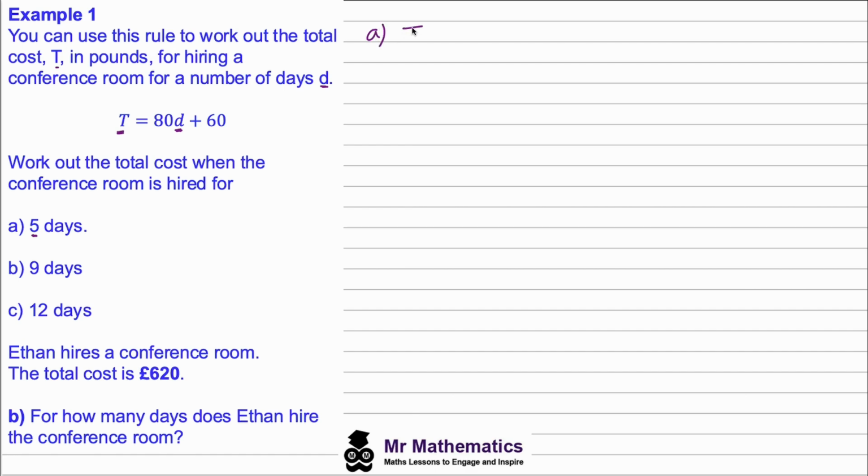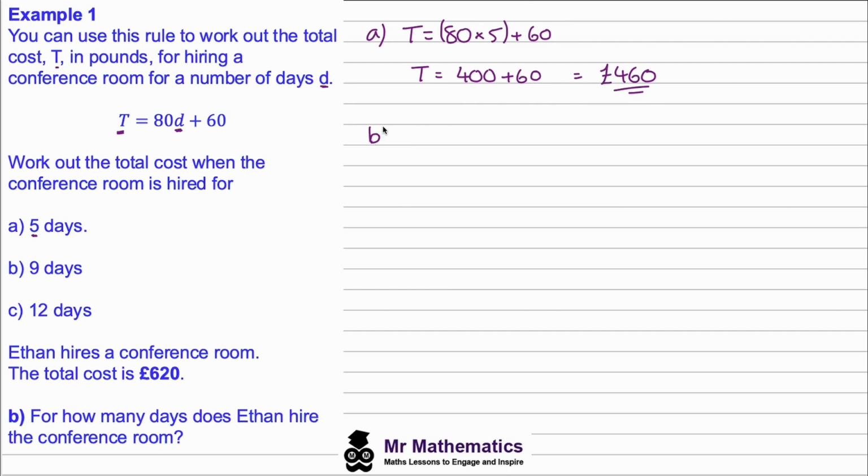So the total cost will be equal to 80, and this is 80 multiplied by D. So 80 times 5 plus the 60. And using the order of operations, we do the multiplication before we do the addition. So just to make this clearer, I'm going to put this into brackets. So the cost for 5 days will be 80 times 5, which is 400, plus the 60. So this will equal £460 for 5 days. Okay?